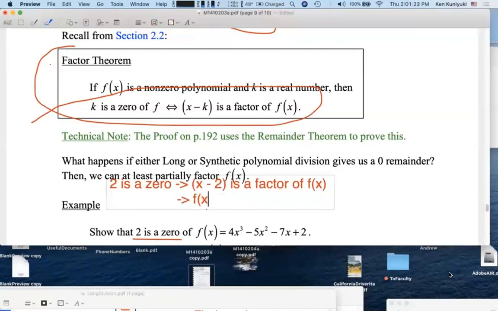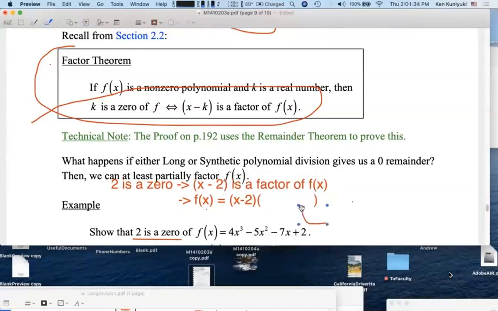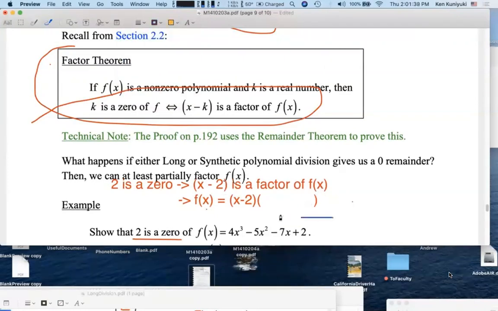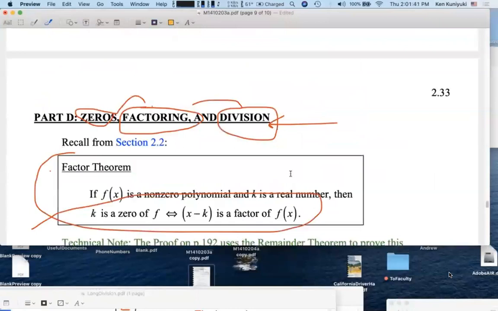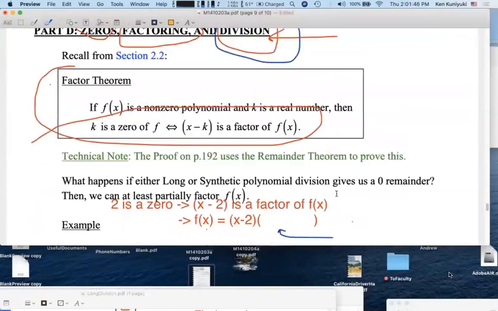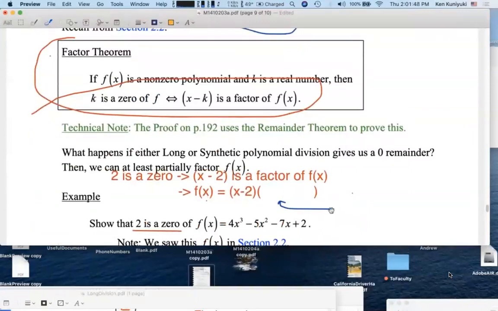F of x equals the factor x minus 2 times another factor. And how do we get this other factor? When we factor, we do what D word? We divide. When we factor, we divide. So the other factor here is obtained by taking f of x and dividing by x minus 2.